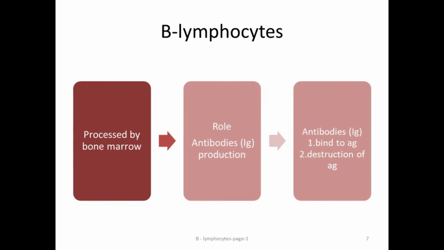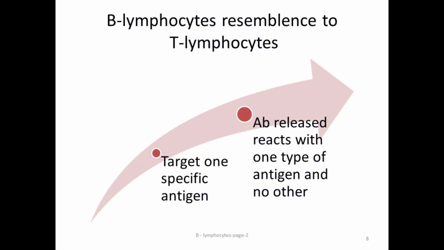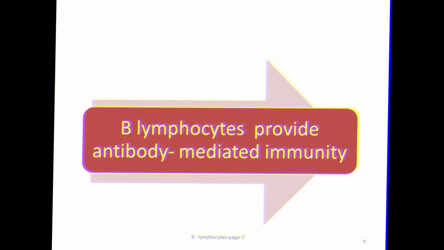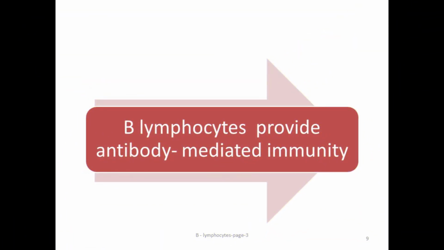The second type of lymphocyte is the B lymphocyte, which is processed in the bone marrow. Its role is to produce the antibodies, which is otherwise called immunoglobulin production, and the antibodies bind to the antigen and destroy the antigen. The B lymphocyte has certain resemblance with T lymphocyte because they also target only one specific antigen, and the antibody released reacts with that particular antigen and doesn't react with any other antigen. So the B lymphocyte provides the antibody-mediated immunity.